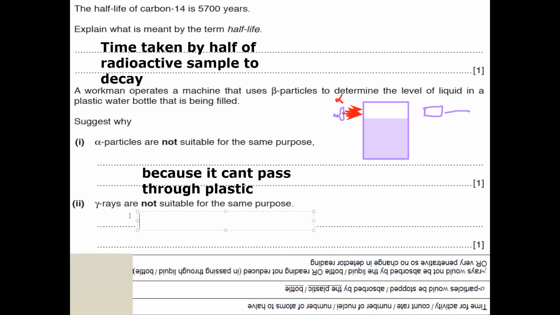Because gamma radiation, even if the water level is high or low, can only be stopped by thick aluminum or thick lead. So even if the water level is up or down, that does not make a difference to the gamma, because gamma radiation has a higher penetration, so it can pass easily. So why is gamma not suitable? Because gamma cannot be stopped by plastic or paper or a liquid. That's why.